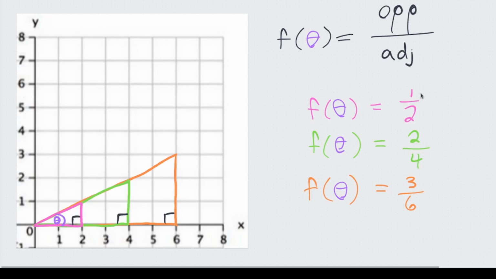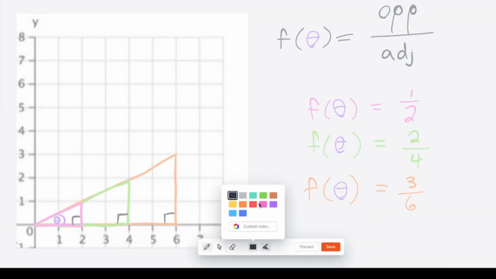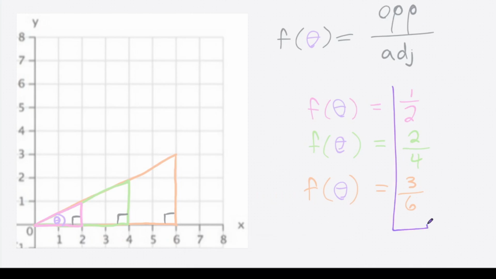In this case, the opposite of the pink triangle is 1. The adjacent side is 2. So 1 over 2 is 1/2. For the green triangle here, the opposite side has length 2. The adjacent side has length 4. So we'll get 2 over 4. And then for the orange one, the opposite side has length 3. The adjacent side has length 6. So we get 3 over 6. Now, all of these numbers are the same. They're all 1/2. So that works.